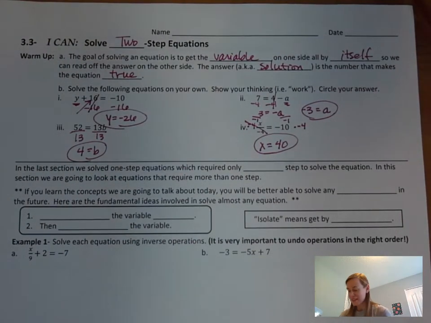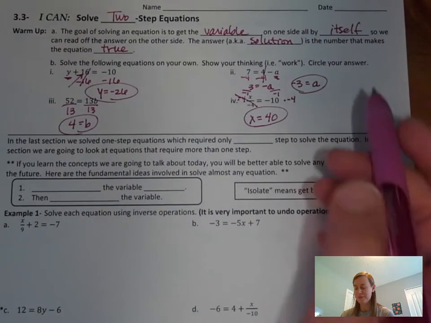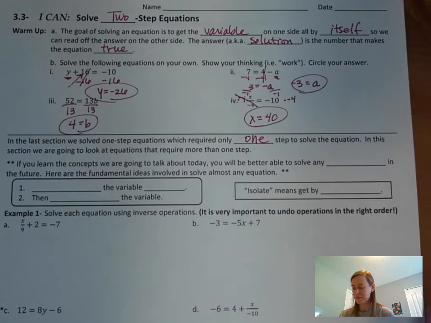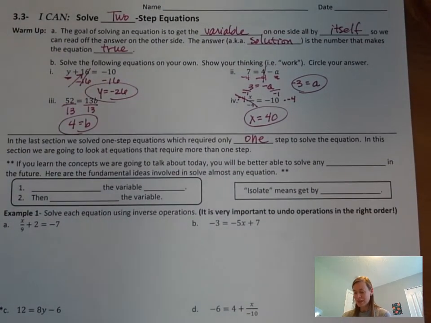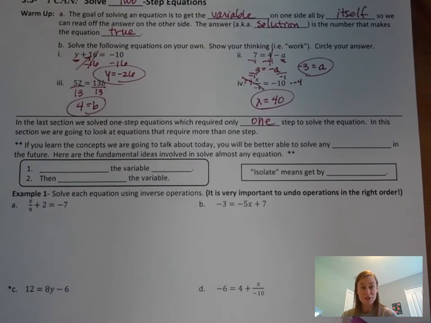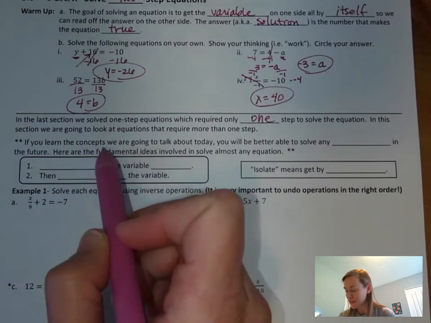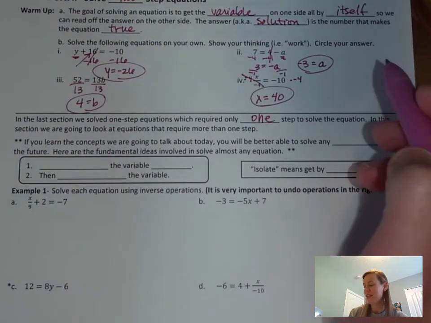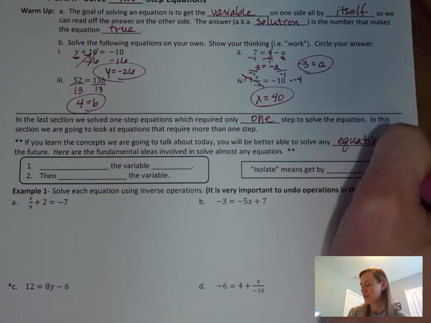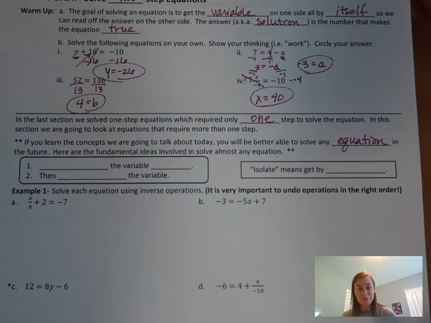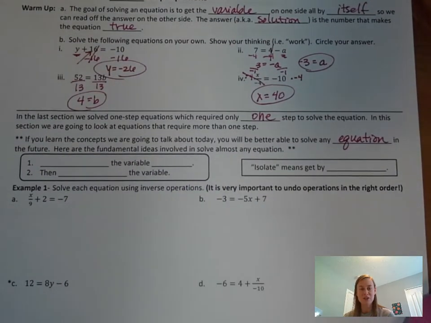It says, in the last section we solved one-step equations which required only one step. Gee whiz. In this section, we're going to look at equations that require more than one step, specifically 2 steps. If you learn the concepts we're going to talk about today, you will be better able to solve any equation in the future. Here are the fundamental ideas involved in solving almost any equation.